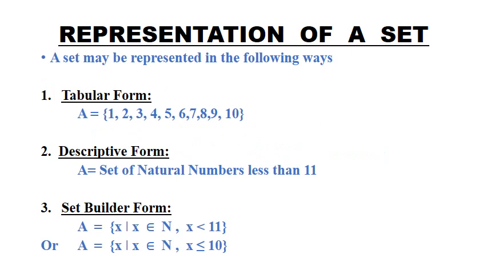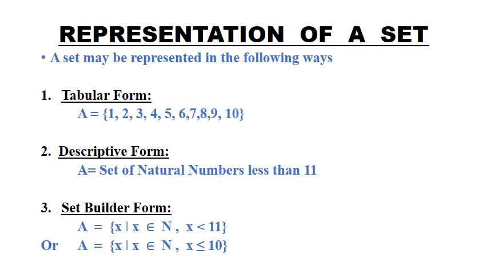Representation of a set. A set may be represented in the following ways. First one is tabular form. Second method of representation of a set is descriptive, and the other one is set builder form. Now come towards the tabular form. In this method, the members of the set are written within braces. Braces means curly brackets, and they are separated from each other by commas, like A is equal to {1, 2, 3, 4, ..., 10}.